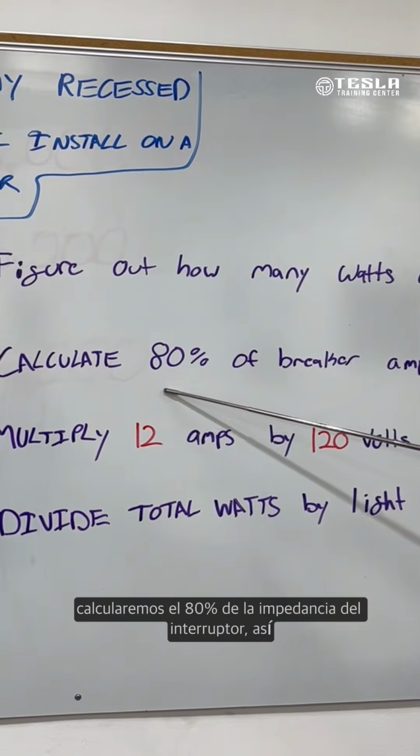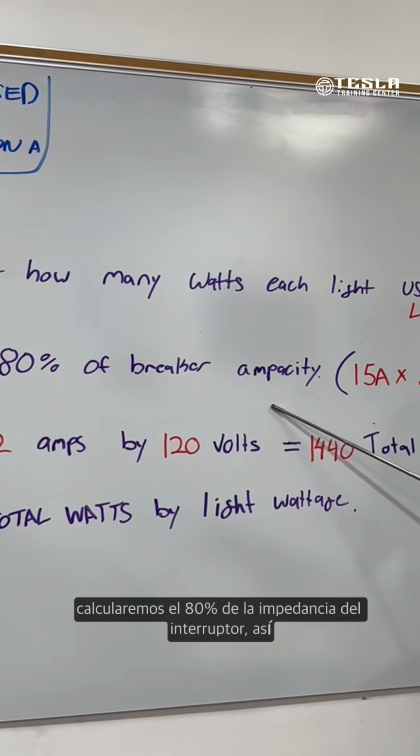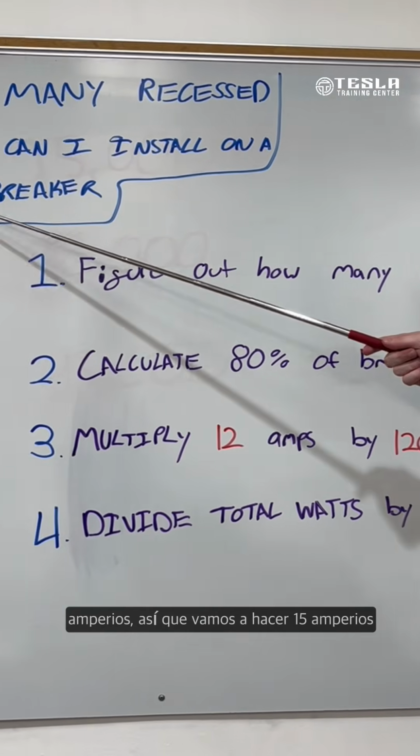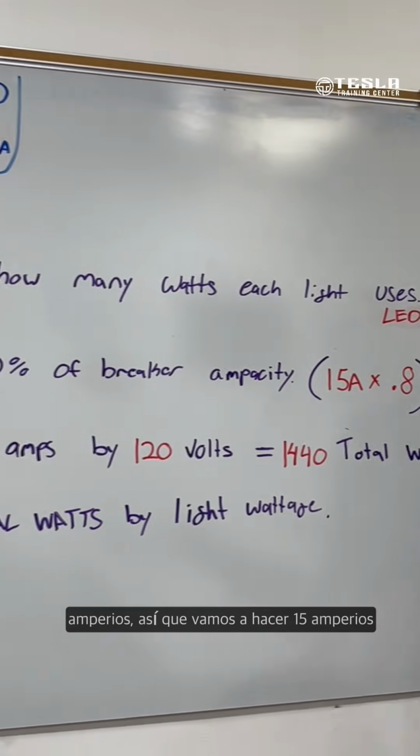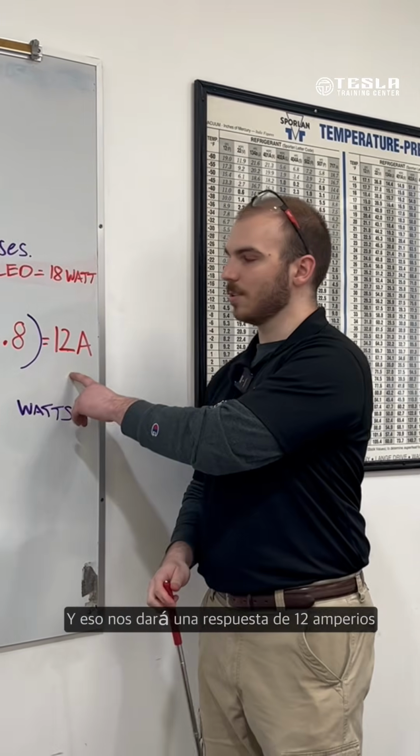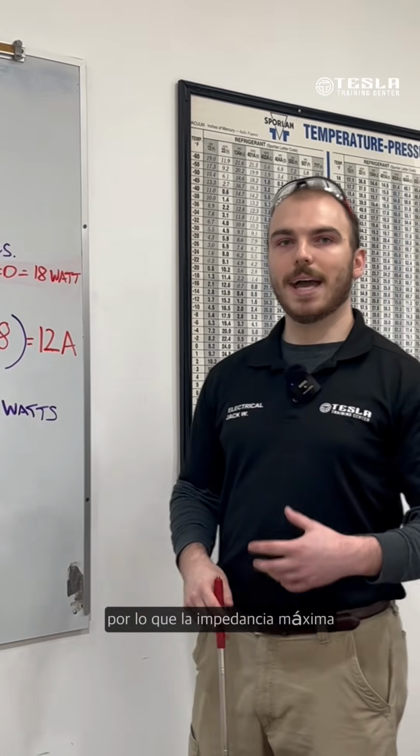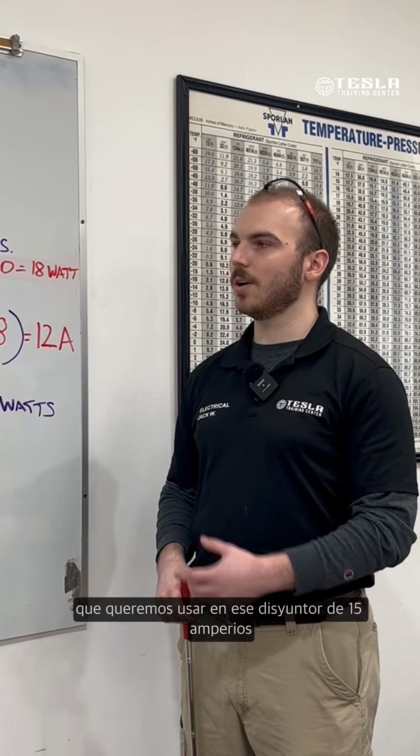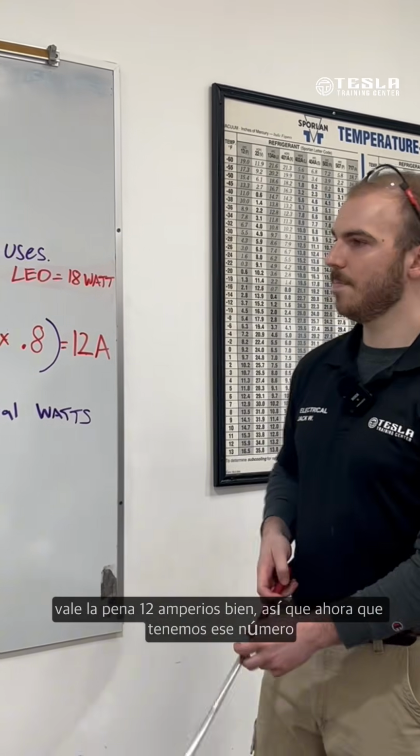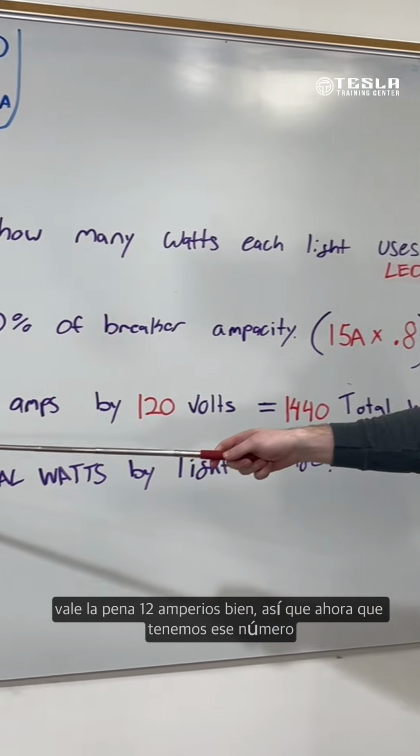We're going to calculate 80% of the breaker's amperage. Going back to the question, we're working with a 15 amp breaker. So we're going to do 15 amps times 0.8, and that will give us an answer of 12 amps. So the max capacity that we want to use on that 15 amp breaker is 12 amps.